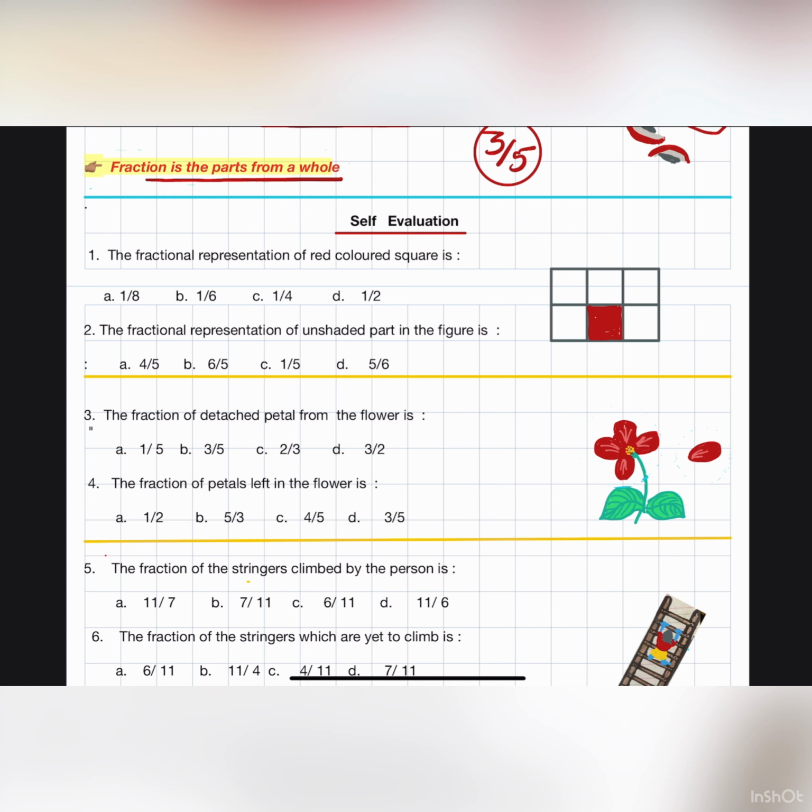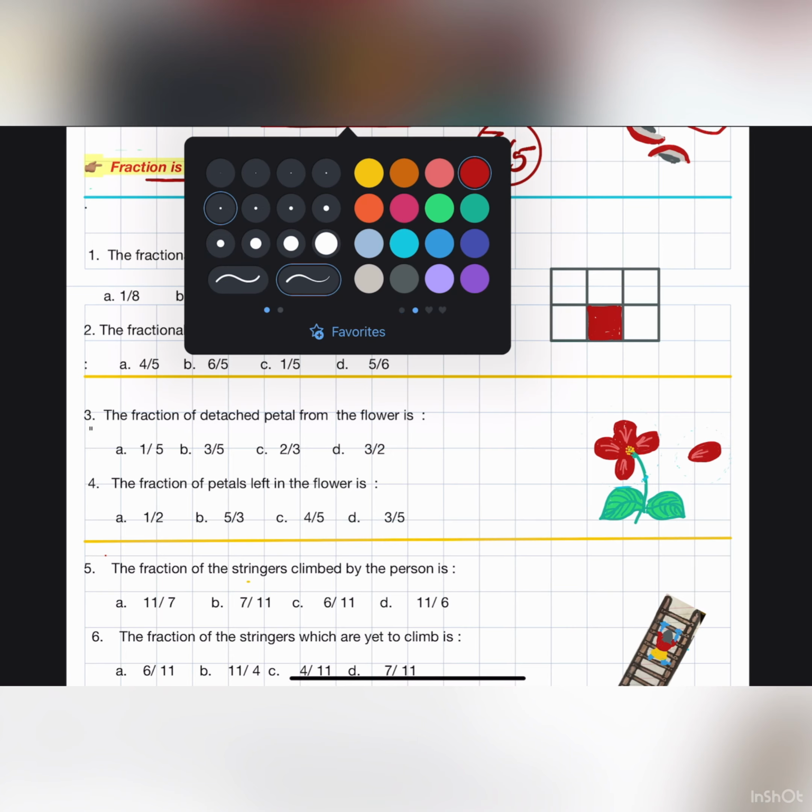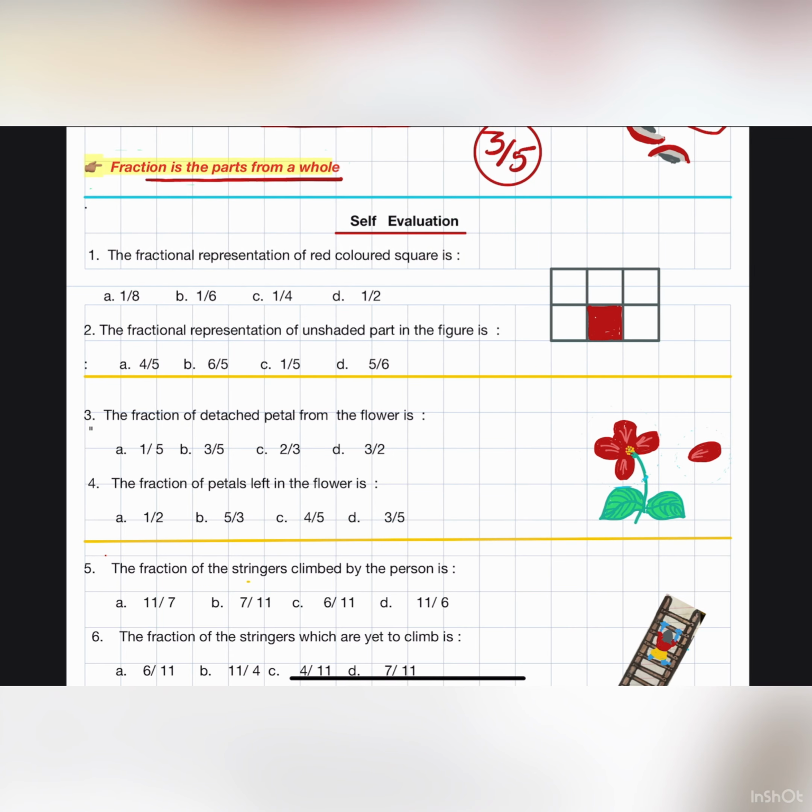The fractional representation of the red colored square is. How many squares do we have in this case? Let us take a look. We have 1, 2, 3, 4, 5, 6 squares, and the fractional representation of the red colored square is 1 out of 6. So the correct option is B.